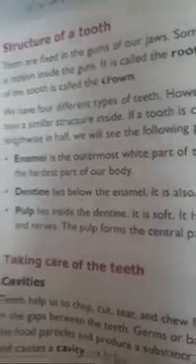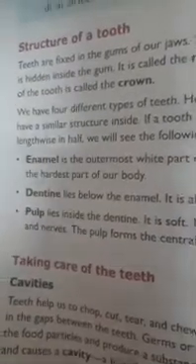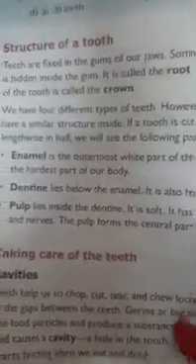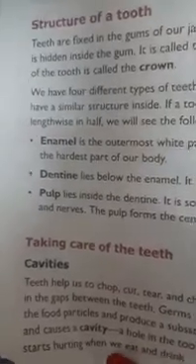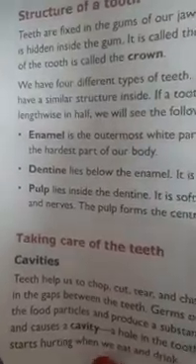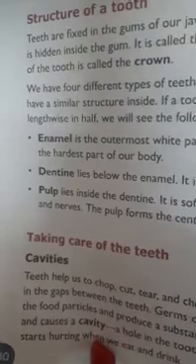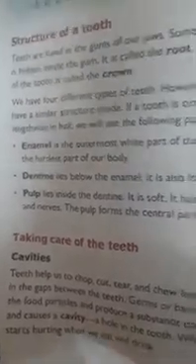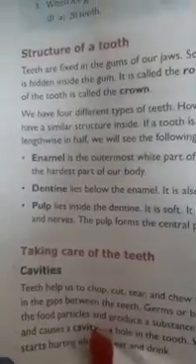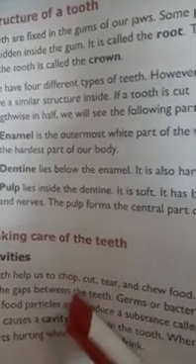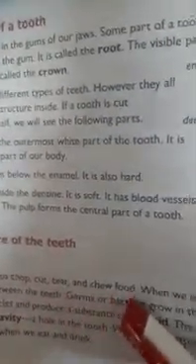Now we will see taking care of teeth. Teeth are a very important part of our body, of our mouth. Here chewing of the food takes place before digestion. So we have to take care of our teeth. We will see what cavities are. Teeth help us to chop, cut, tear and chew food.